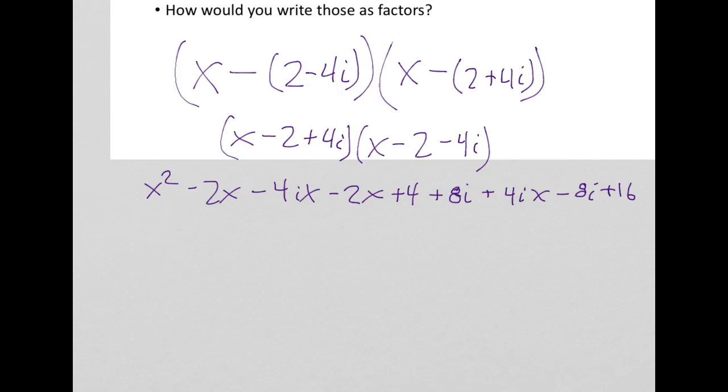So let's go through and simplify some things. First off, I've got my x squared. I've got a negative 2x and a negative 2x there, which will combine to give me a negative 4x.